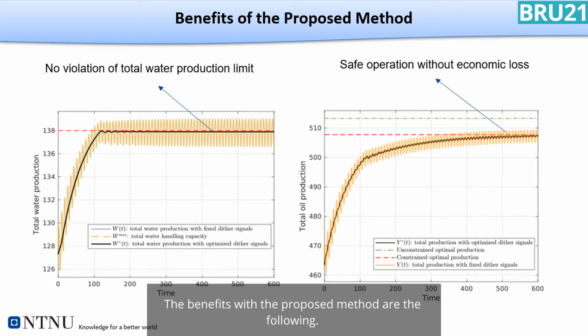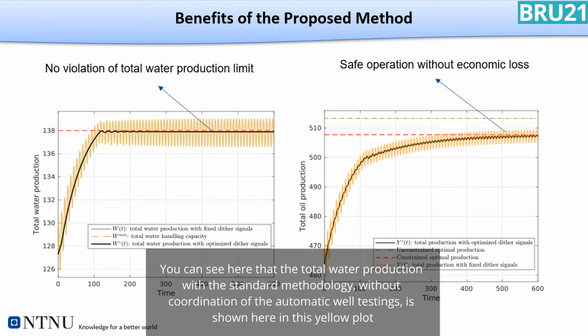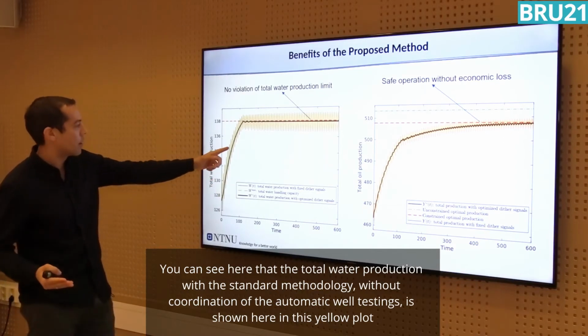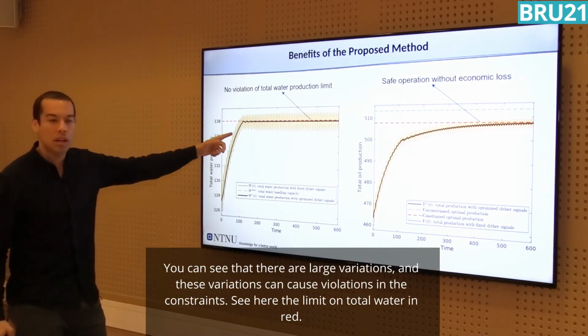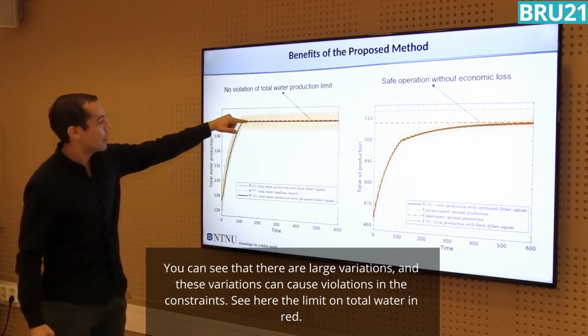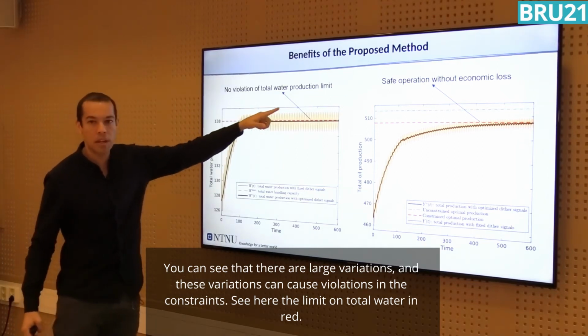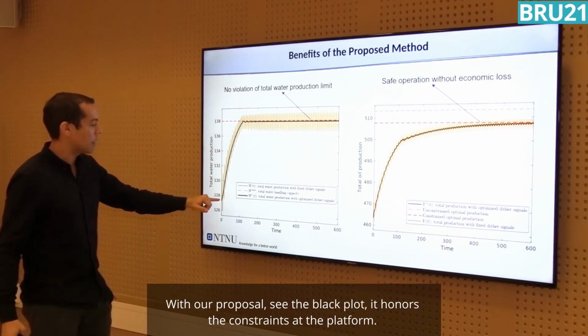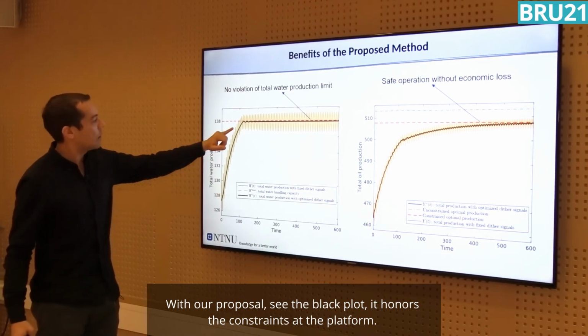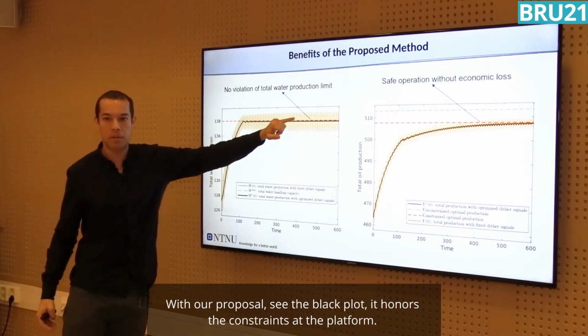The benefits of the proposed method are the following. First, let me show you what happens with the constraint regarding the total water production at the platform. You can see that the total water production with the standard methodology, without coordination of the automatic well testings, is shown in this yellow plot. There are large variations, and these variations can cause violations. You can see the total water limit in red, and there are violations of the constraint. With our proposal, shown in the black plot, it honors the constraint at the platform.